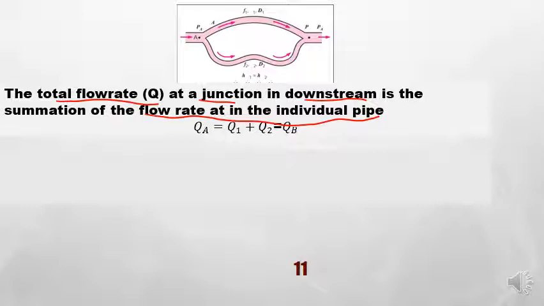So for example, the total flow rate down here, QA, will be equal to the summation of the flow rate in Q1 and Q2. So this is Q1 and Q2, right?